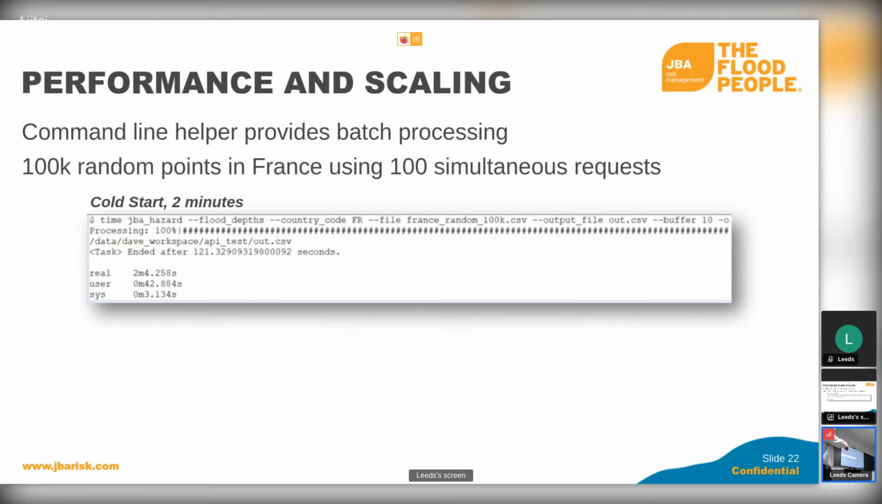My preferred way of interfacing with the API is to use a command line tool that we've set up. It allows you just to give it a file full of points. It sends it to the API, scales it by 100 simultaneous requests, and you get a file of your results back at the other end. Running through those 100,000 points with a cold start takes about 2 minutes. So the throughput is very good. And in fact, if you take it above 100, we've tried up to 1,000, and it gets quite a lot quicker than that. It's about 1.5 minutes for a warm start with 100 simultaneous requests too.